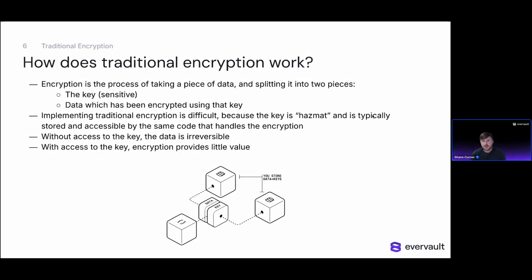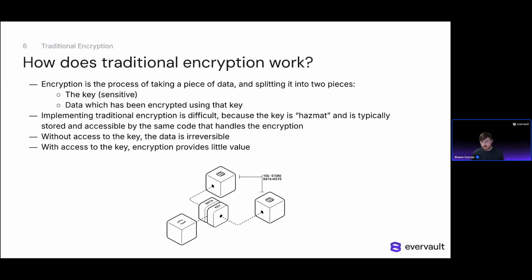The other approach that some companies have taken, especially when they're building this infrastructure in-house, is encryption. I'm greatly simplifying all of the mathematical concepts of encryption here, because I don't think it's particularly relevant. But symmetric encryption, which is the version most of us are familiar with, is a process of taking a piece of sensitive data and splitting it into 2 separate pieces. One is the key, which is the very sensitive piece of information used to unlock or reverse the encryption on that data, as well as the ciphertext, or the data that's been encrypted using that key.